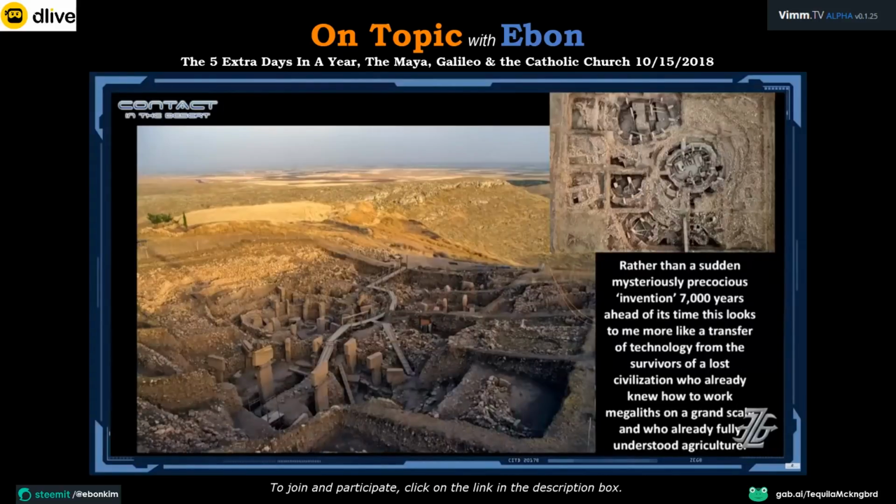I think we have a transfer of technology. I think Göbekli Tepe speaks to a people who came there who already knew everything that was needed about site organization, astronomical alignments, quarrying megaliths and erecting them on a large site, and who already knew everything they needed to about agriculture. And I think they used Göbekli Tepe.